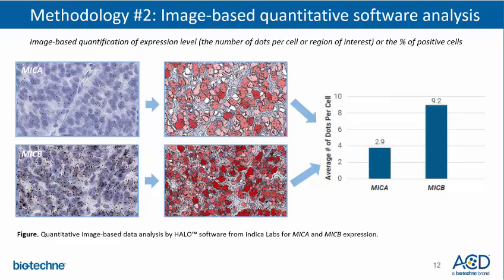In this example, for MIC-A and MIC-B expression, the cells are segmented by the HALO software and the number of dots are quantified. The graphical presentation shows the average number of dots per cell for MIC-A and MIC-B. As mentioned, the quantitative analysis and output can be presented in multiple ways, and it is up to the researcher to select how to present his or her quantitative data to best address results. Some examples using this methodology will be touched upon further along in this webinar.